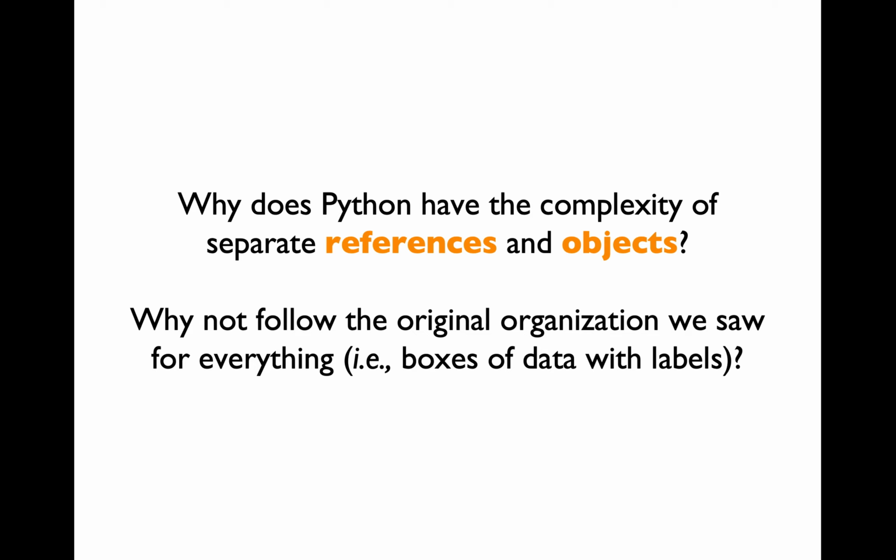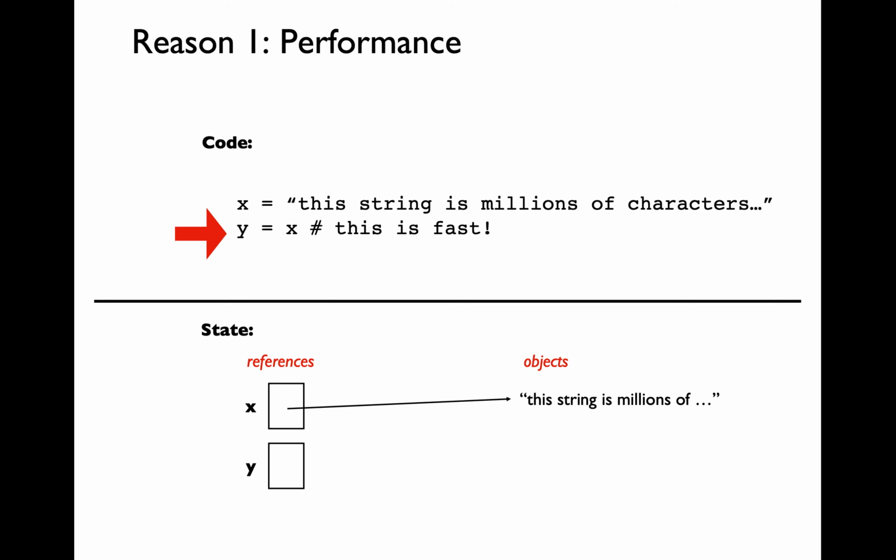Why not just follow the original mental model version v1 for everything? Let me give you two reasons for that. Reason one has to do with Python's performance optimization. I'm going to go through a very simple example to explain this.